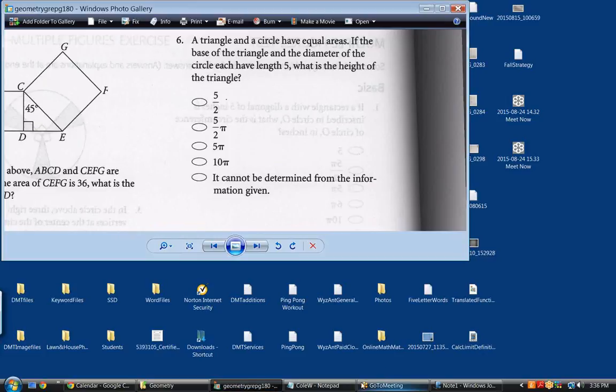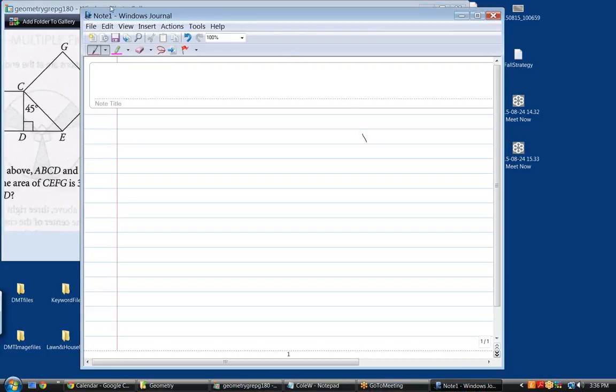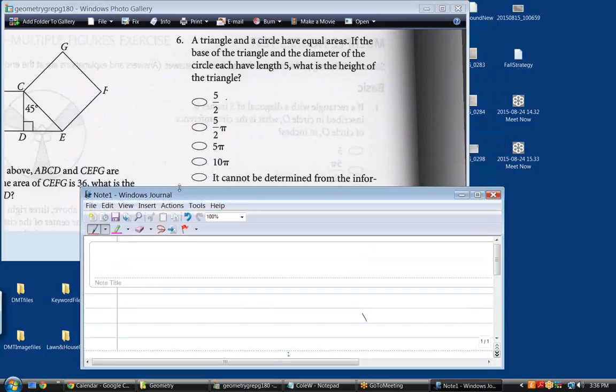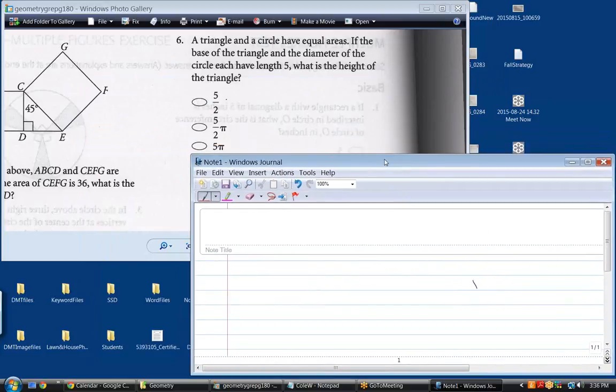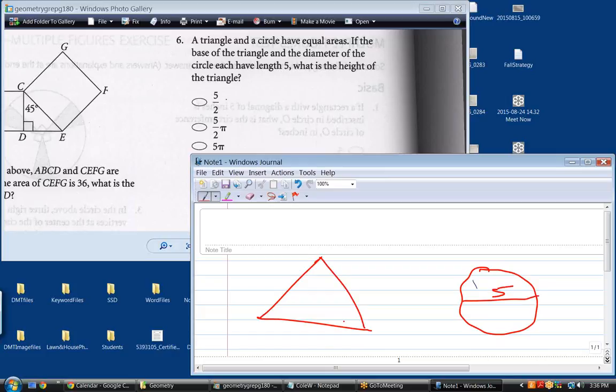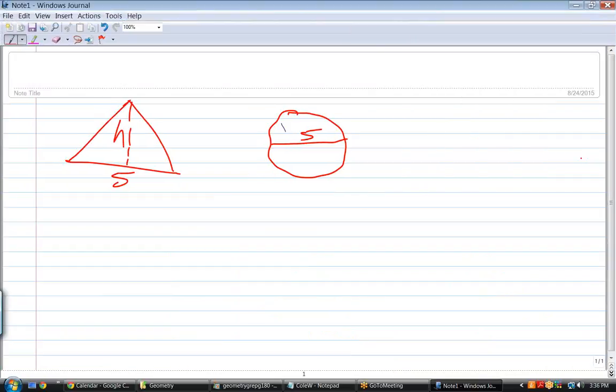Okay. Let's look at number 6. We have a triangle and we have a circle. The circle has a diameter of 5. The triangle has a base of 5. And they have equal areas. They want to know what the height of the triangle is. And we don't need multiple choice here.